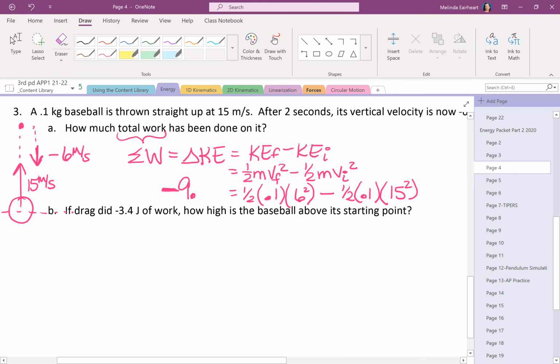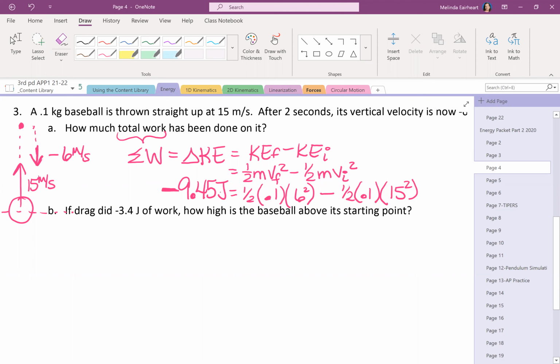9.45. And it should be joules. I didn't ask it, but kilograms is SI, meters per second is SI. So our answer should come out SI units. Okay. Everybody got 9.45? Okay. Negative, because what's happening? From launch to that 2-second interval, it has slowed down, right? It's moving 6, not 15. And so, yeah, you have a negative change in kinetic.